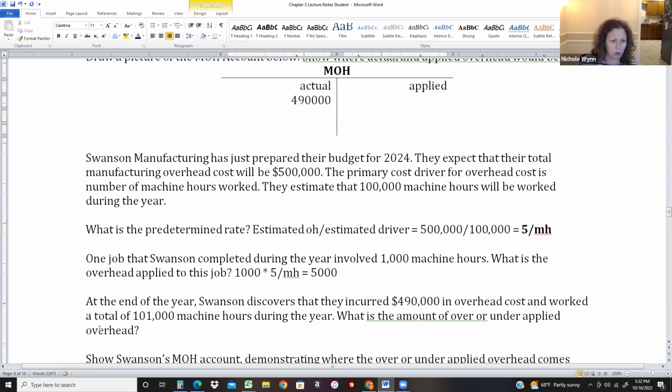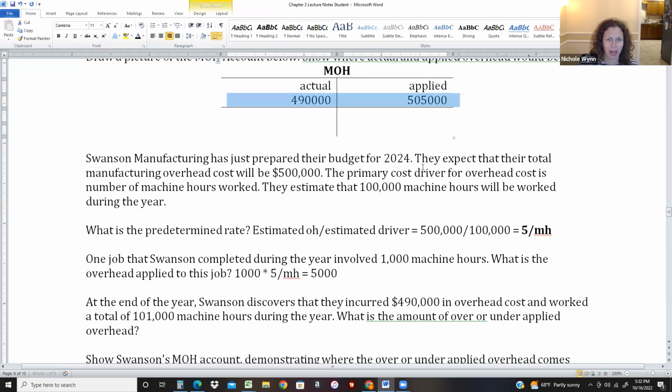And then we worked a total of 101,000 hours. So that's how many hours we worked. And for every hour we work, our rate is $5. So we apply overhead at 5 times 101, so that would be 505. You can draw an arrow to that and say 101,000 times 5. So it looks like we applied too much by 15,000. So we are over applied, right?